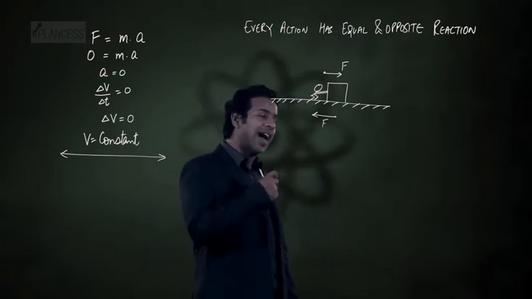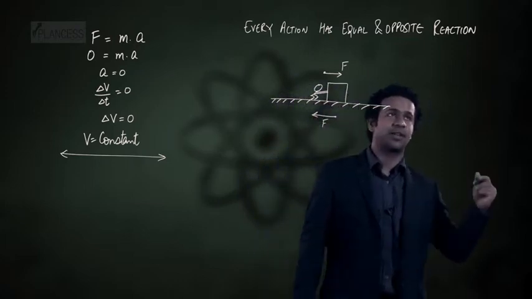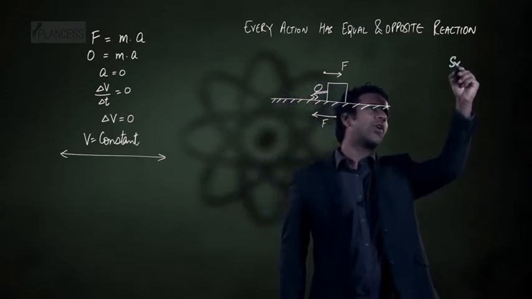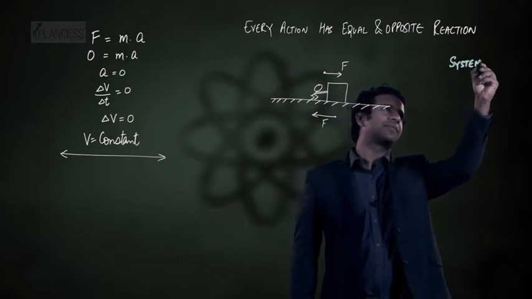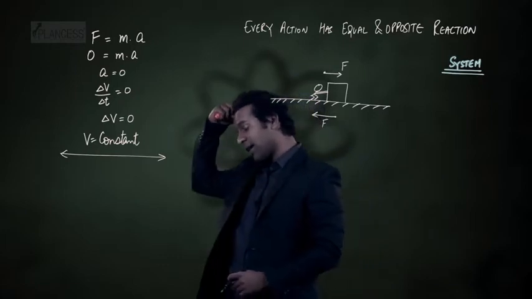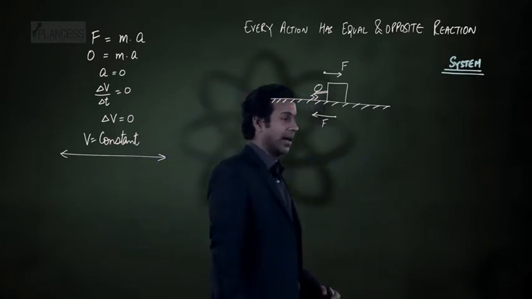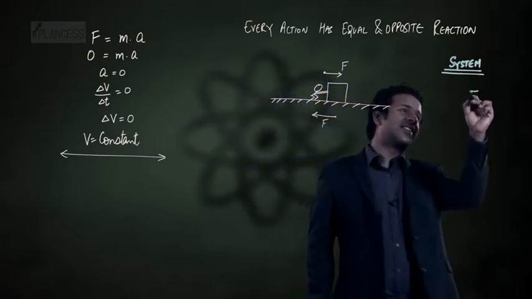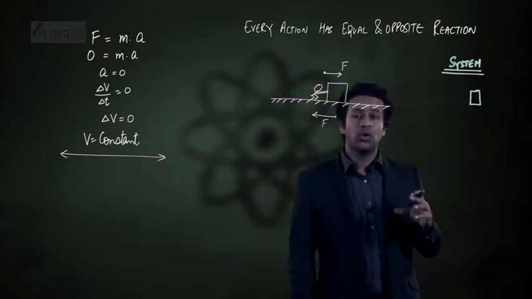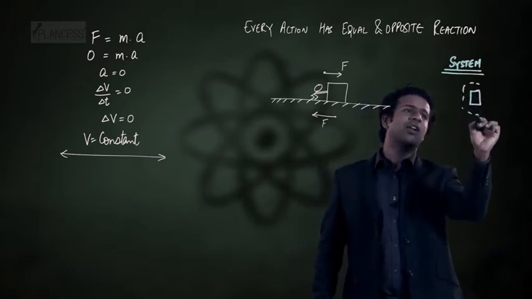So, to clarify this, we will first discuss an idea of a system. So let's talk about what a system is. So a system is a collection of particles which we are interested in observing, right? So if there is a single particle and you want to observe only this particle, then this particle alone is your system.